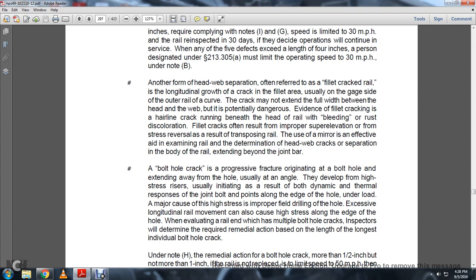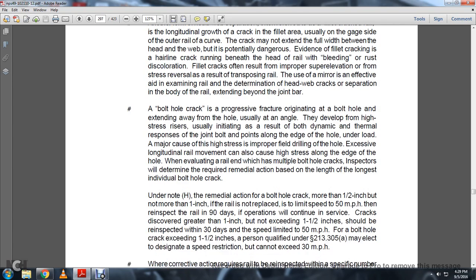The use of a mirror is an effective aid in examining the rail for determination of head web cracks, or separation in the body extending beyond the rail joint bar.